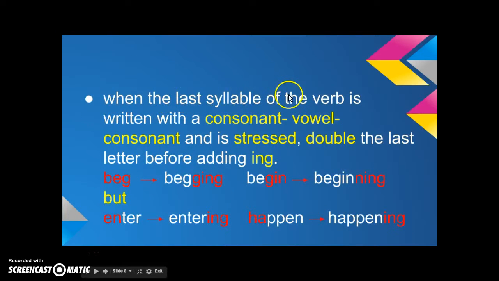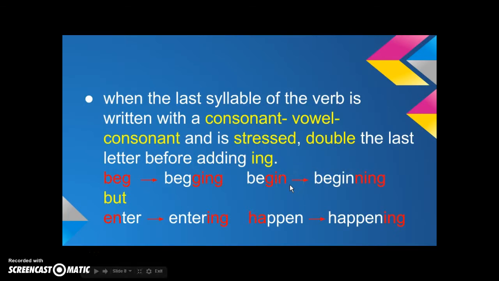When the last syllable of the verb is written with a consonant vowel consonant, so ot itzur, nikud itzur, and is stressed, mudgash, double the last letter before adding ing. So beg becomes begging with a double G. Begin, we take the last consonant, the N, we double it and add the ing.